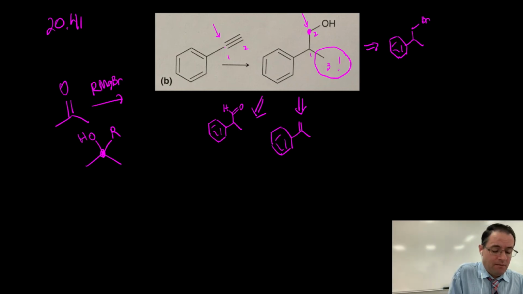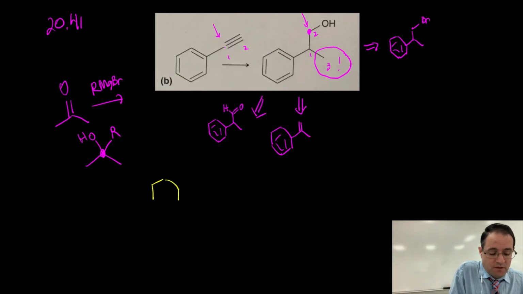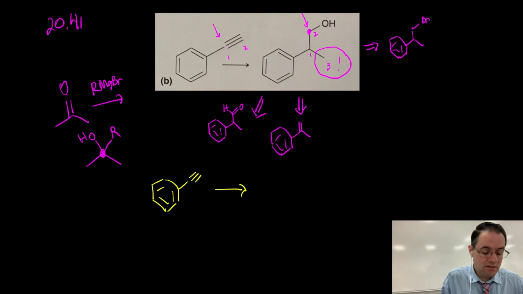So now if you think about in the forwards direction, you might think of different reactions you can do with an alkyne. So what we can do here is, you know, convert this to an aldehyde or something like that, or a ketone.